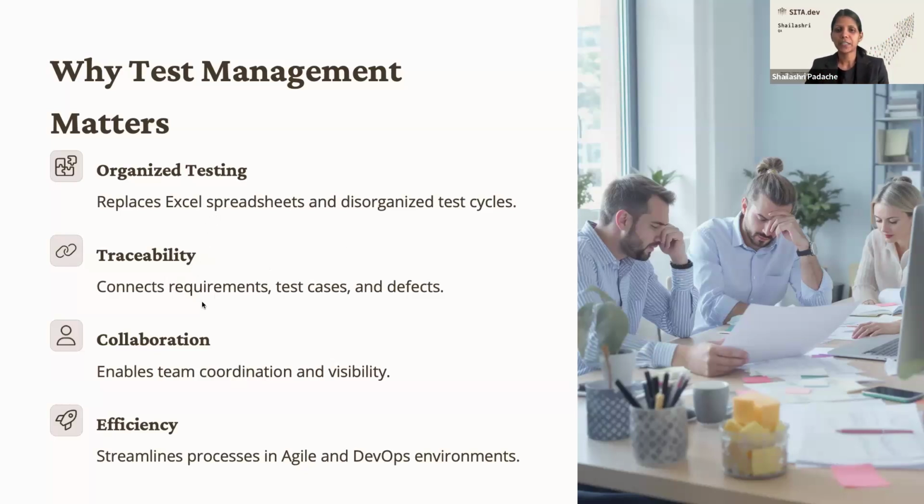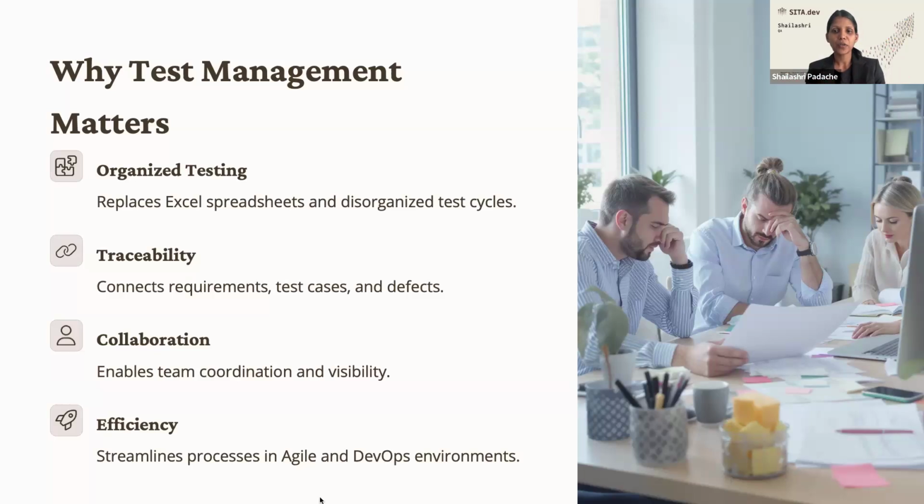Next one is traceability. In software testing, traceability means being able to connect different parts of the software. You can connect the requirements and the test cases, we can connect the test cases and the code, and also we can connect the code to the bugs. So it makes sure that each requirement has a test case and that each test has a purpose.